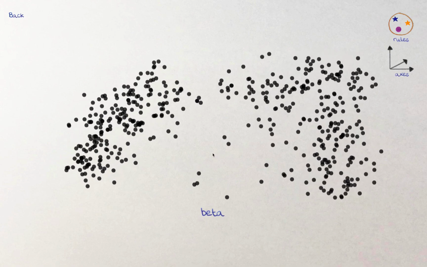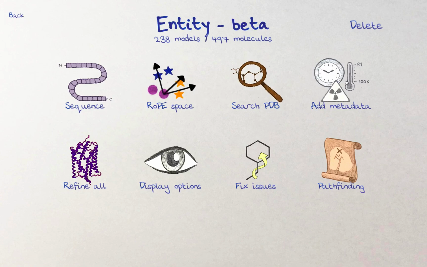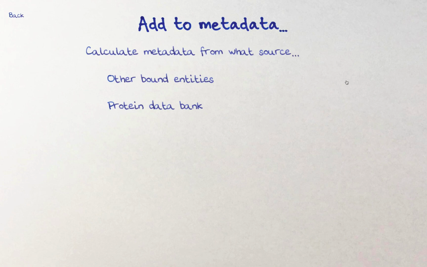We can see that it roughly divides into two sections, but we don't have any metadata here, so we don't really know what distributions to see in this clustering. So in order to add the very basic metadata, we can go back to the entity menu and press add metadata, and we can ask for metadata to be downloaded from the Protein Data Bank. So that's what we're going to do.